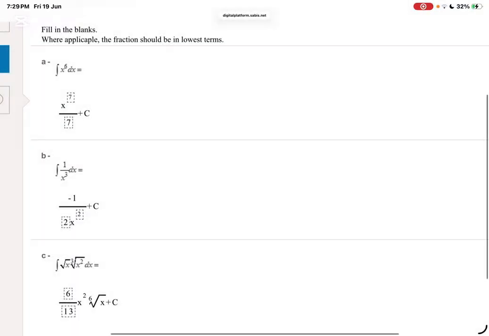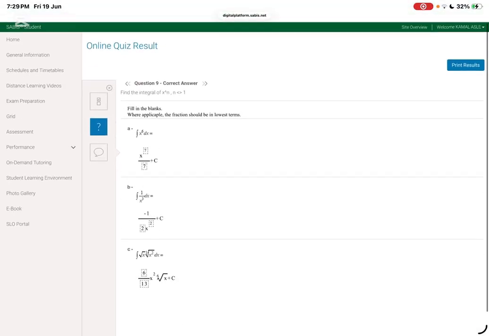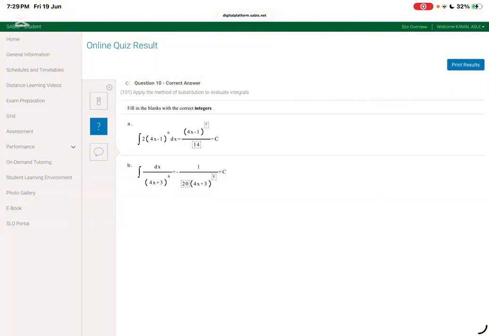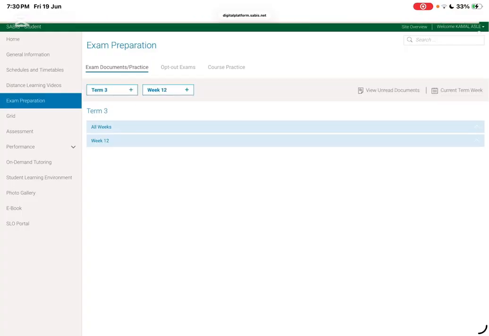Okay, question number 10. Should I do this? I've been doing it for the whole exam, just use substitution, okay? If you have any question about it, just tell me. Okay, so we finished 5.1. Let's move on to 5.3.